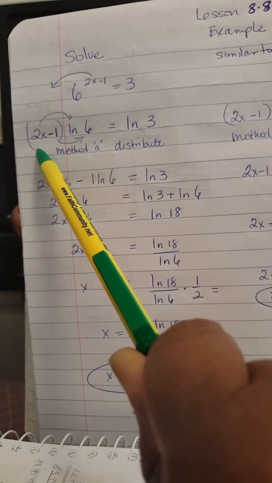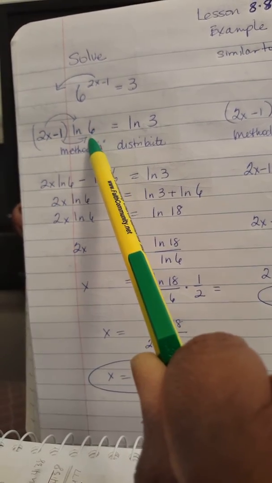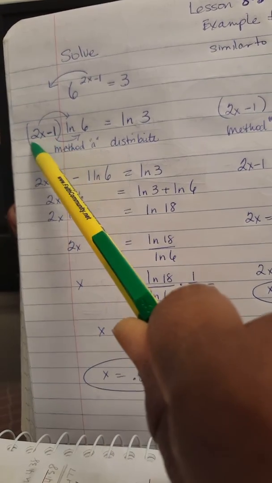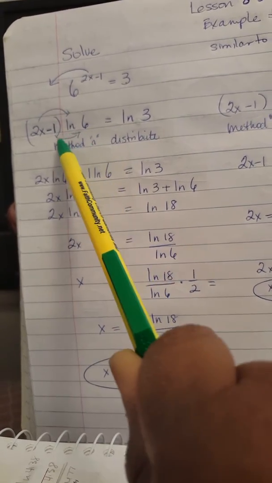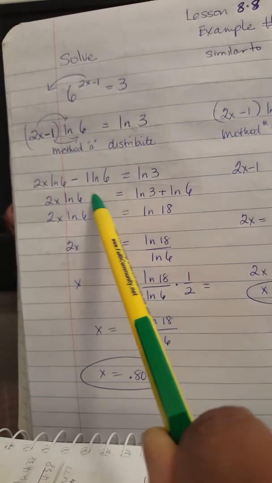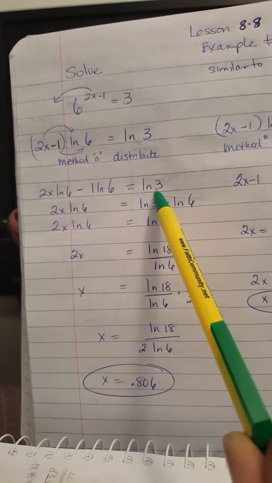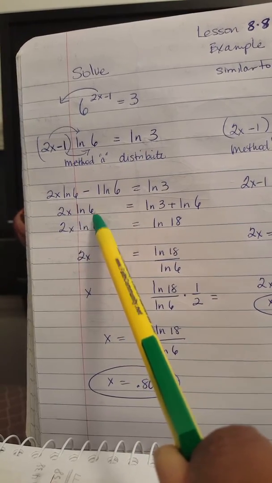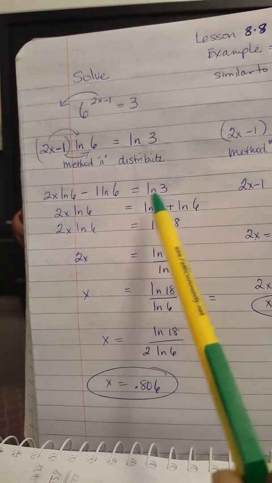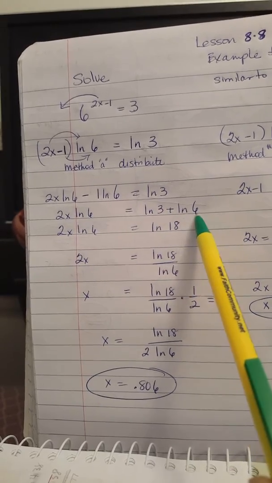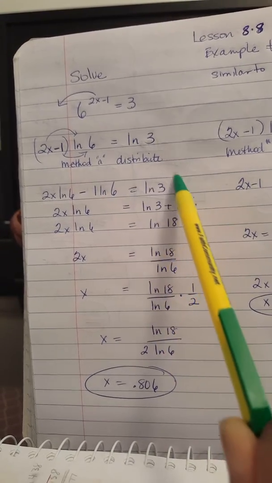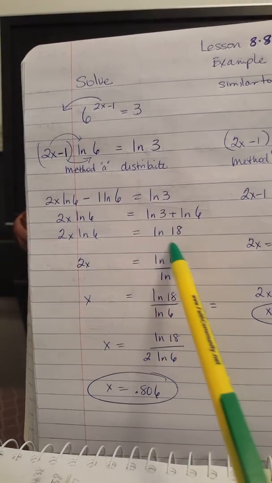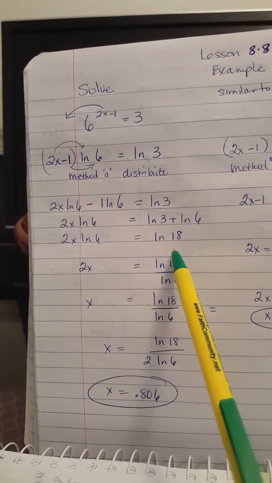This method is a distribution method. We're going to distribute 2x minus 1 across the natural log of 6. What you end up with is 2x natural log of 6 minus 1 natural log of 6 equals natural log of 3. Now we move this to the other side of the equation: 2x natural log of 6 equals natural log of 3 plus natural log of 6. It became a plus when it moved to this side. 2x natural log of 6 is now equal to natural log of 18.